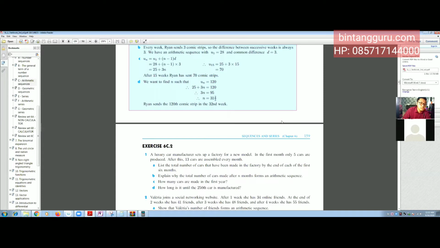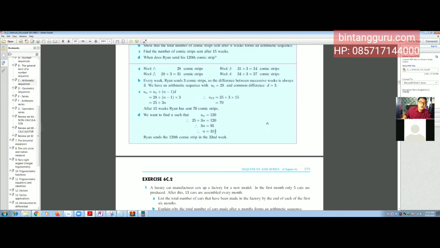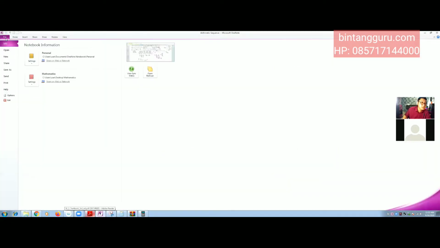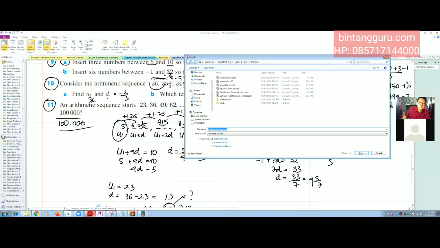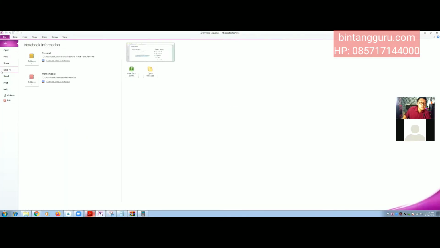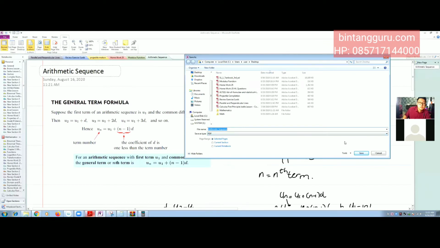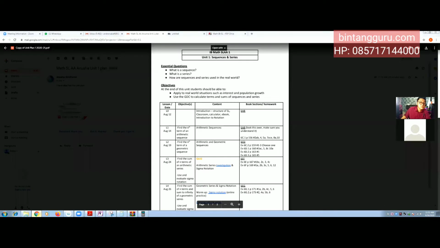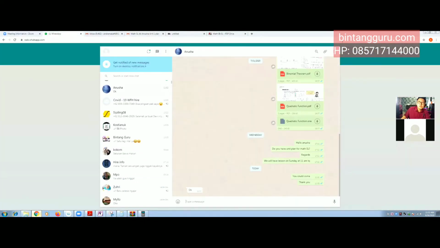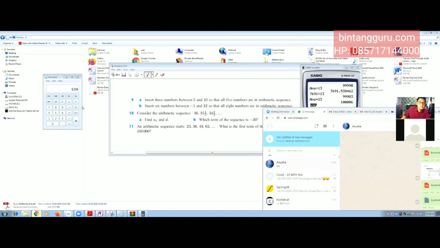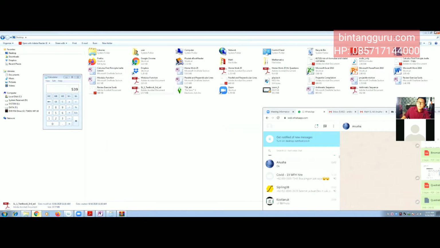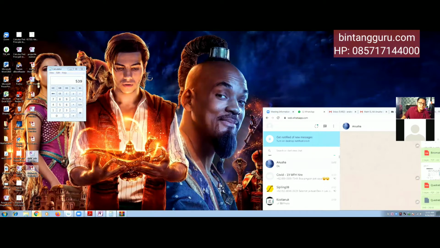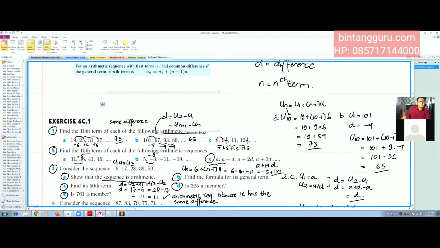Okay, so could I move to exercise 6C2, or do you want to do 6C1 first? I want to do 6C1 first. Okay, so this I will send to you. I already sent this to you. You could try to do it, according to your unit plan.